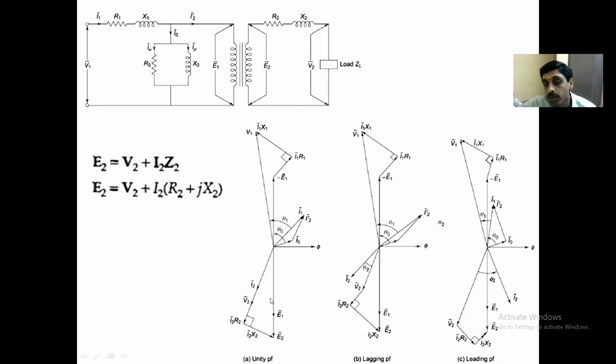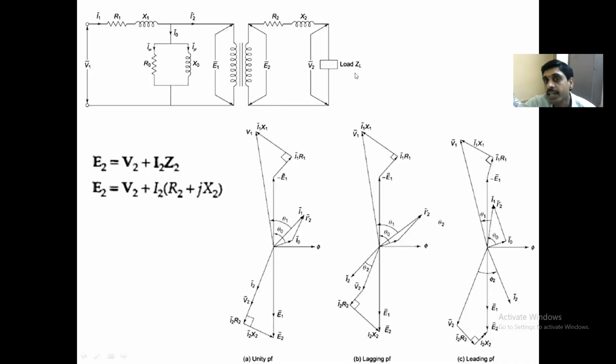V2 is not equal to E2. As I said, in the ideal transformer, because there is no drop here, V2 equals E2, we said. But this is not an ideal transformer. This is a practical transformer. That's why between V2 and E2 there will be some angle difference. That is because of this impedance.